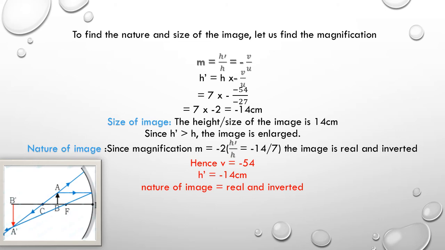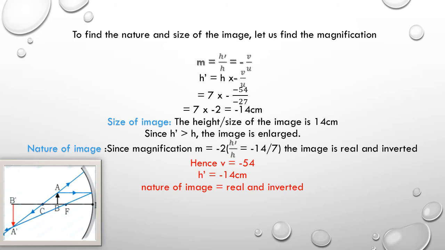So when we do, we get the answer as minus 14 centimeter. So object height was 7 centimeter, the image height is 14 centimeter. So from this we understand that the image is enlarged. But children, the negative sign of the image, that is minus 14 centimeter, shows that the image is formed below the principal axis. That means the image is inverted.